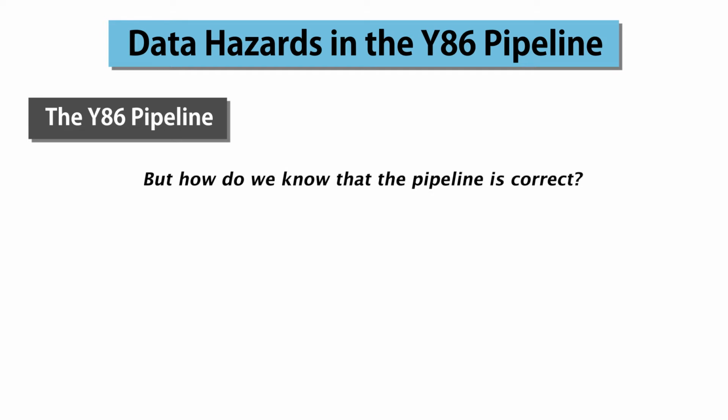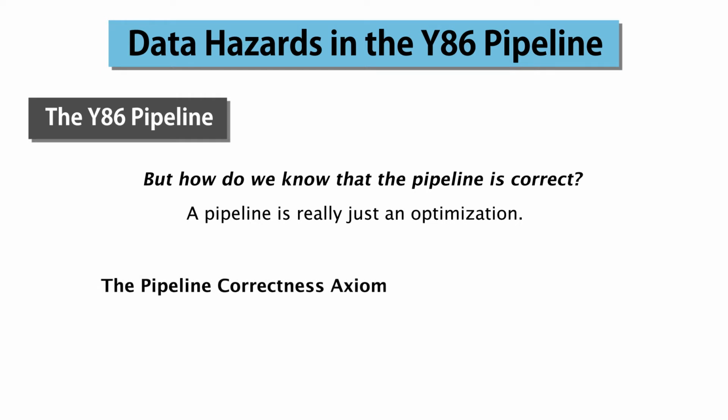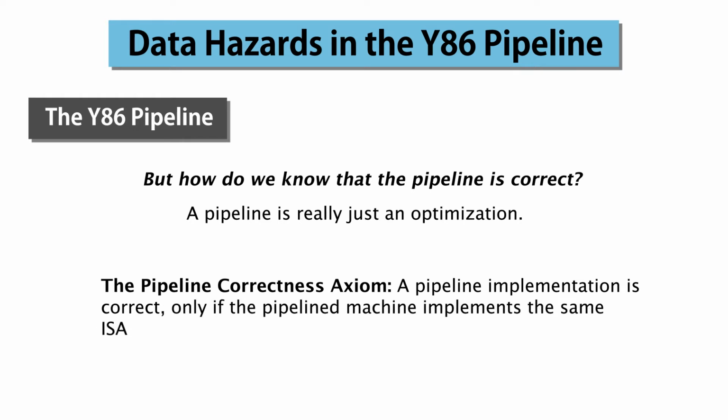But how do we know that the pipeline is correct? The answer is simple. A pipeline is really just an optimization. And as with any other optimization, it must not change the semantics of the ISA. This leads to an axiom, which we call the pipeline correctness axiom. A pipeline implementation is correct only if the pipeline machine implements the same ISA as a sequential machine.